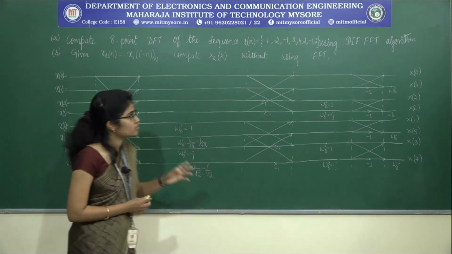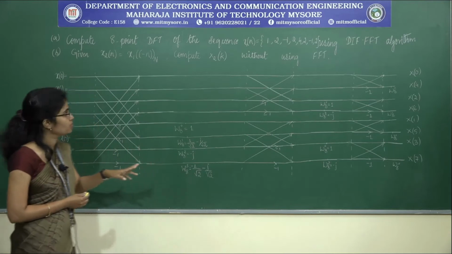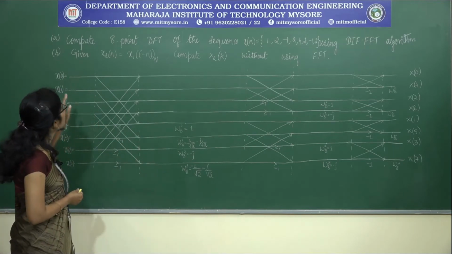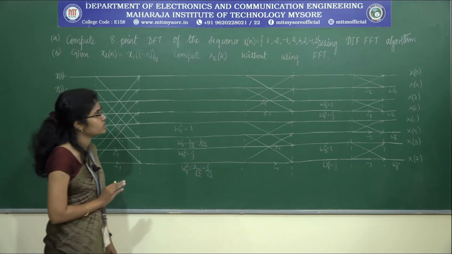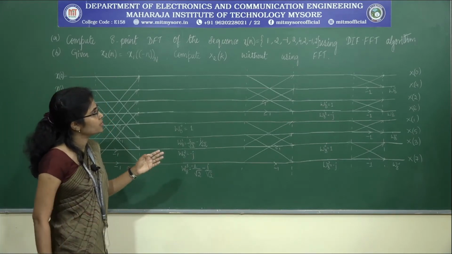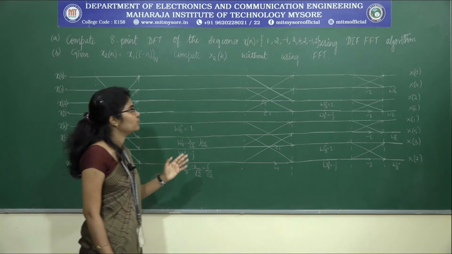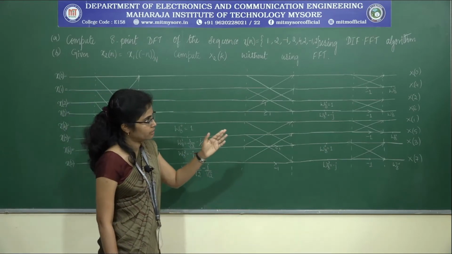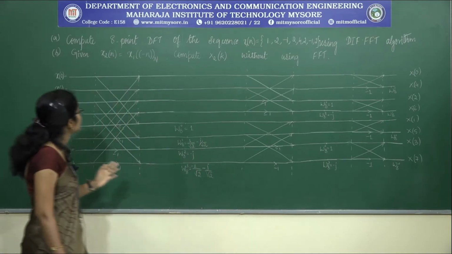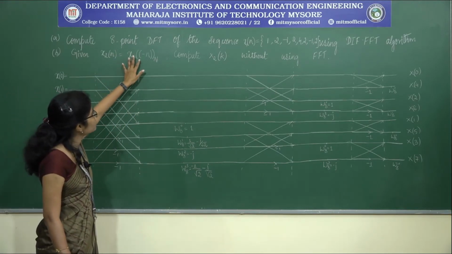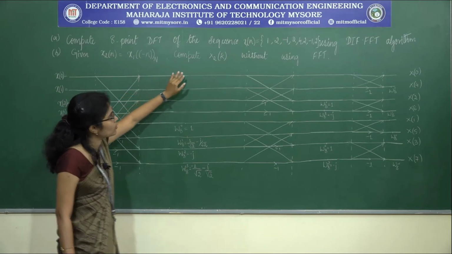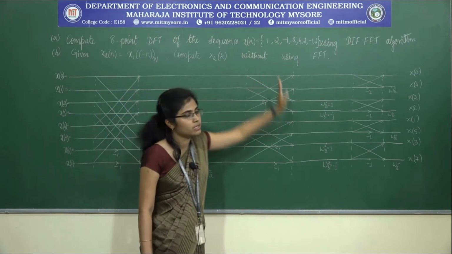Moving on to the second problem. So this problem has two parts, that is two questions. So the first question is compute 8-point DFT of the sequence x1 of n which is equal to 1, 2, minus 1, 2, 4, 2, minus 1, 2 using DIFFT algorithm. And the second question is, given x2 of n is equal to x1 of minus n, compute x2 of k without using FFT.